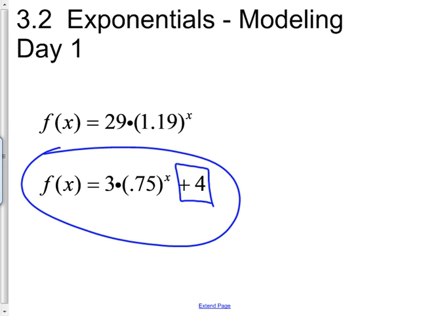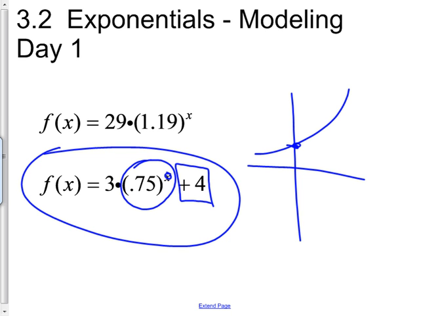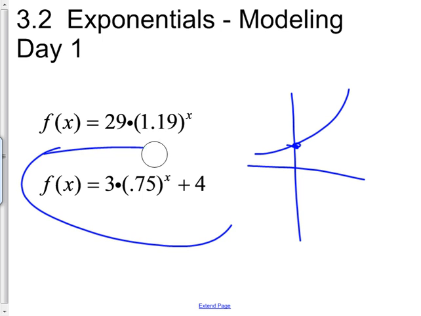Here's another way to say it. What's the starting value? It's the y-intercept. See how it's the y-intercept? The y-intercept is where x equals 0. If I stick in x is 0, you see how this turns into a 1? And now it's 3 times 1 plus 4. The answer is 7. This has a starting value of 7. Do you get that? Are you going to let them fool you on that on the test? Good. All right. So it's not a starting value of 3, it's a starting value of 7.